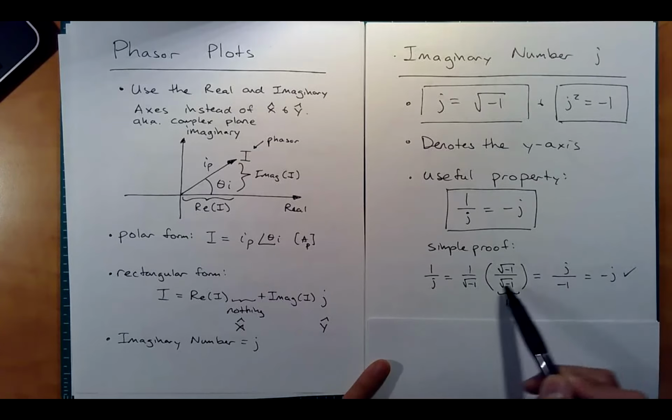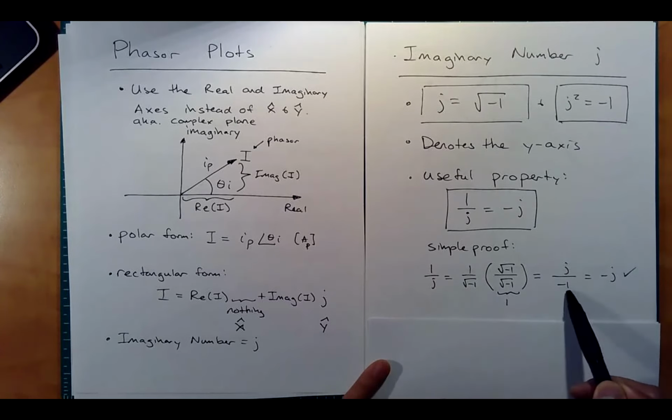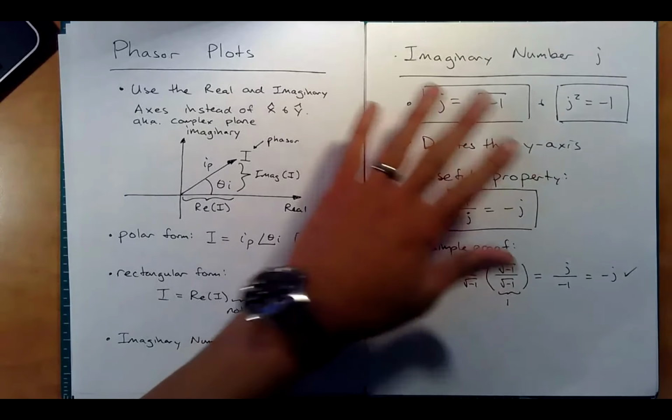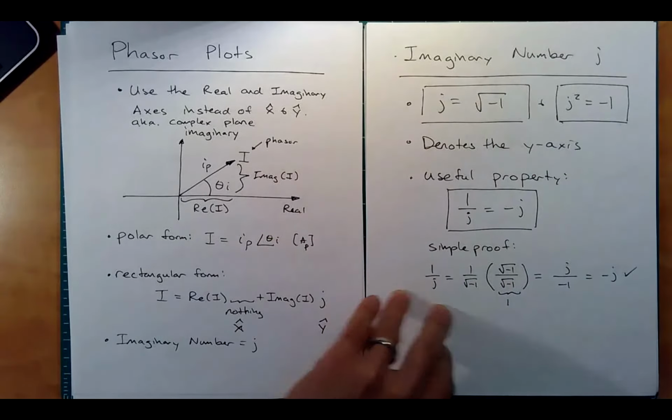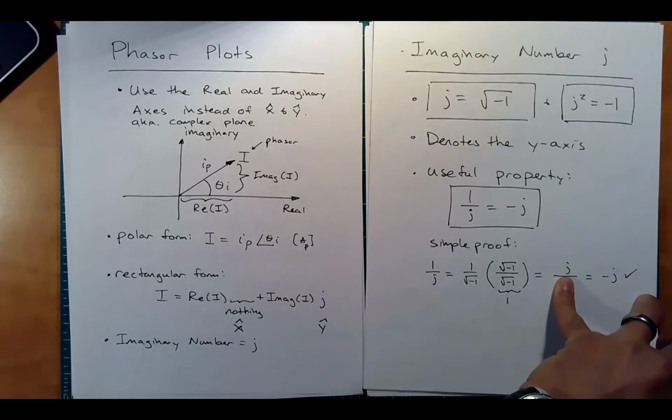I get a j on the top, and I get -1 on the bottom, which is -j. No problem there. So just a useful fact that is going to be helpful later. All right, let's keep going.